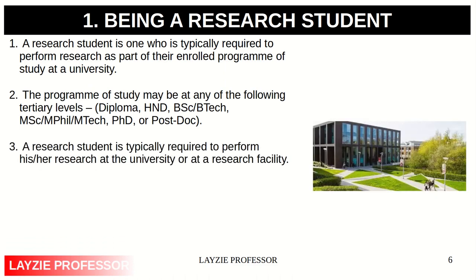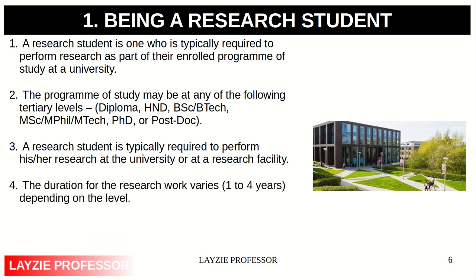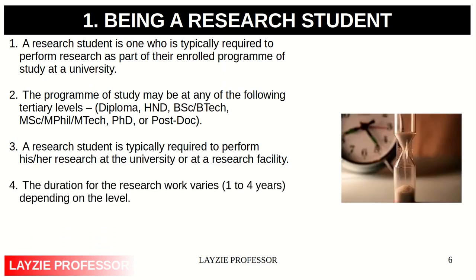And at this particular stage, as a research student, you are typically required to perform your research at a university or at a research facility, basically. And in the process of your research, usually depending on the level where the research is to be done, the duration can actually vary from between 1 to about 4 years, or sometimes even beyond 4 years, depending on the level of work and depending on the kind of research that is actually being done.